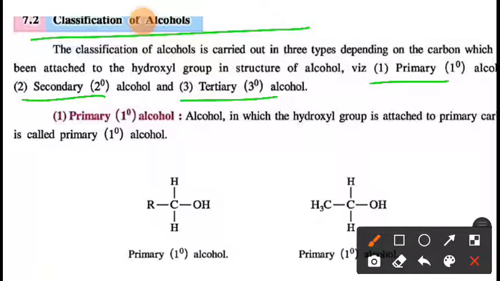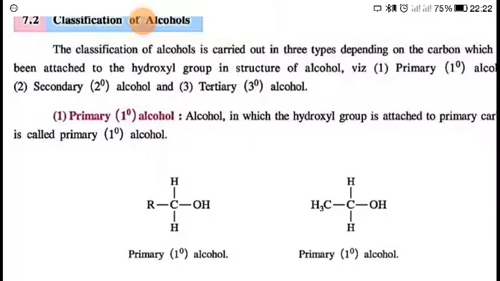Okay, or we can say 1 degree, 2 degree or 3 degree alcohol. So how to identify which one is 1 degree, 2 degree or 3 degree alcohol? There's a very simple method. If the carbon atom through which this OH group is attached, suppose this is the carbon right here, and through this carbon this OH has been attached, so you have to see if this carbon is 1 degree, then the alcohol will be 1 degree alcohol or primary alcohol.